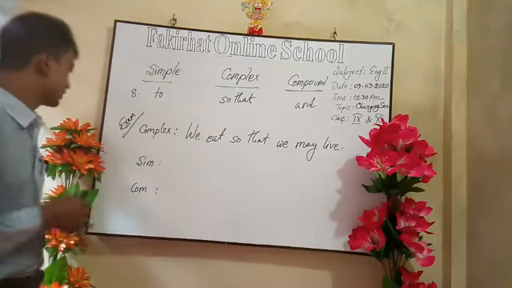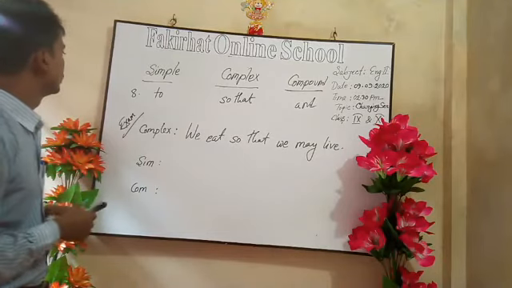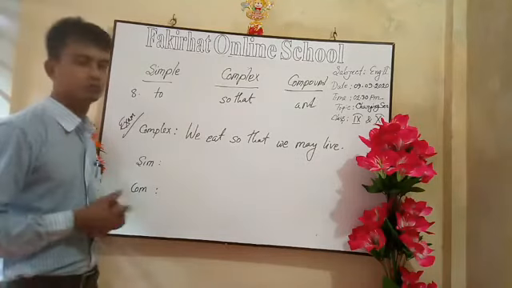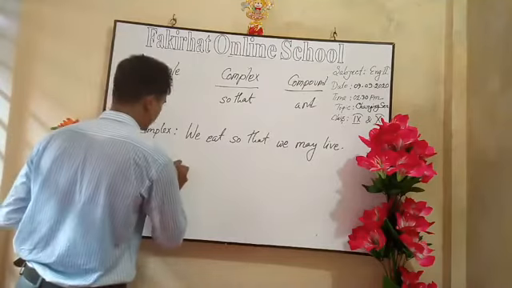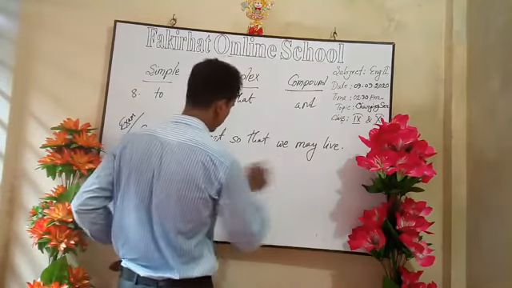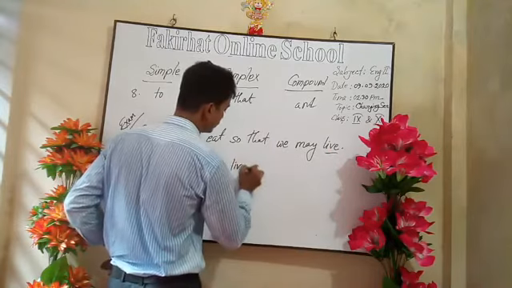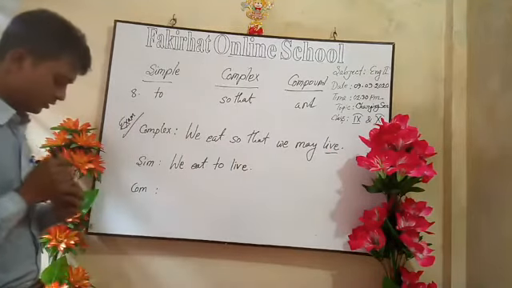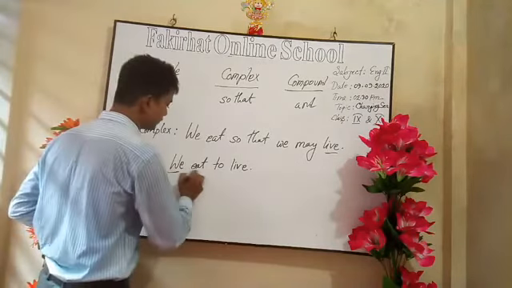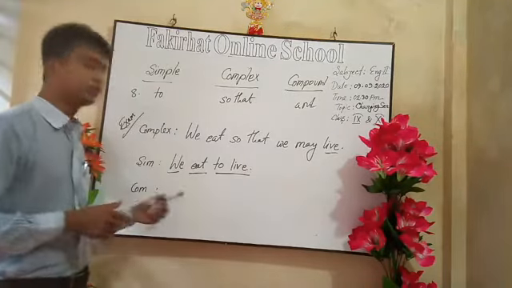Okay. Now, when we change this sentence into a simple sentence, we have to use "to". We eat to, then V1, this form of verb. We eat to live. This is a simple sentence because there is one subject, one finite verb. This is a non-finite verb. We eat to live.